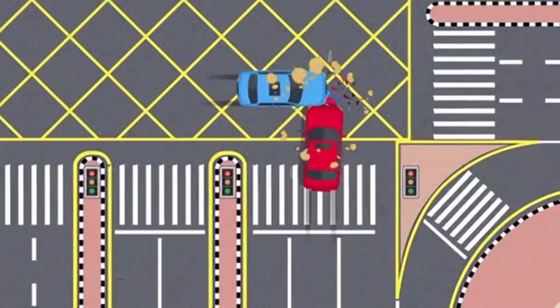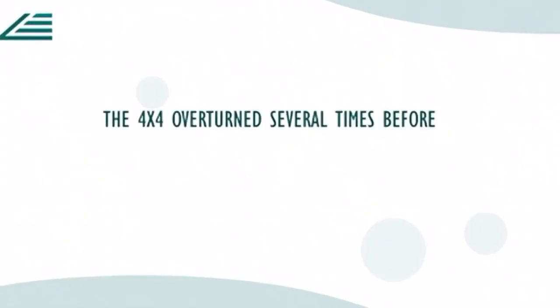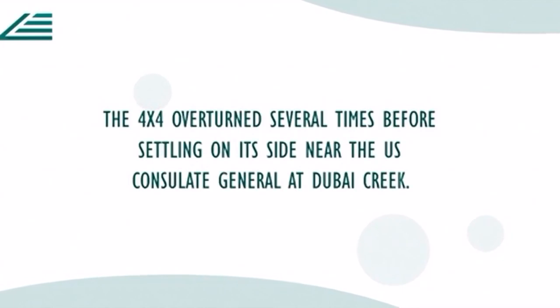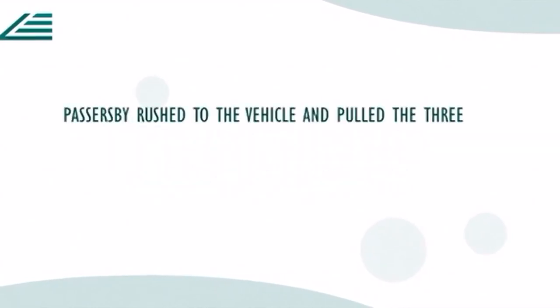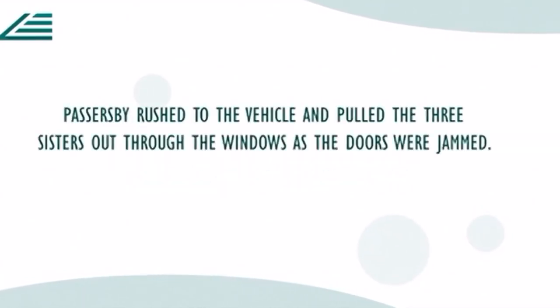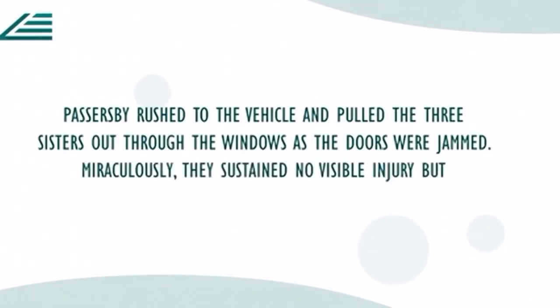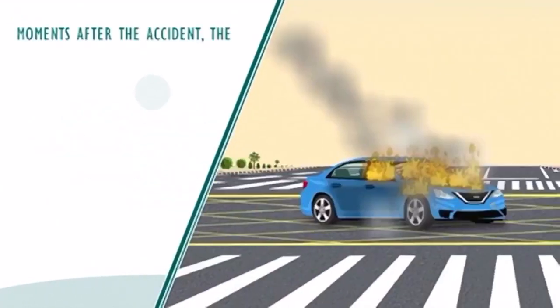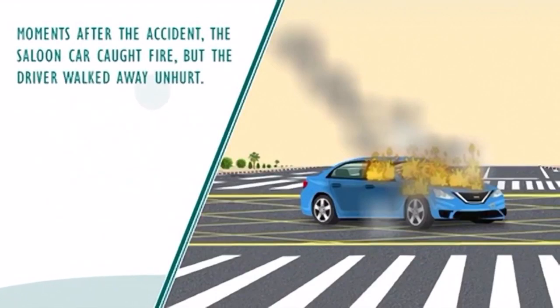She jumped the red light at a high speed and rammed her vehicle into a car in almost a right angle. The 4x4 overturned several times before settling on its side near the U.S. Consulate General at Dubai Creek. Passers-by rushed to the vehicle and pulled the 3 sisters out through the windows as the doors were jammed. Miraculously, they sustained no visible injury, but were apparently in a state of shock. Moments after the accident, the saloon car caught fire, but the driver walked away unhurt.